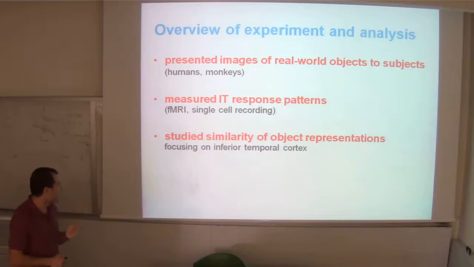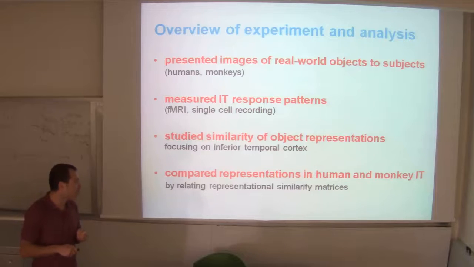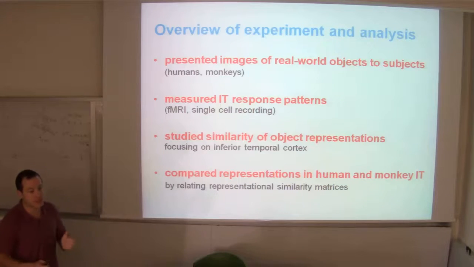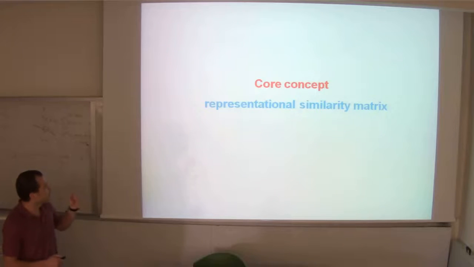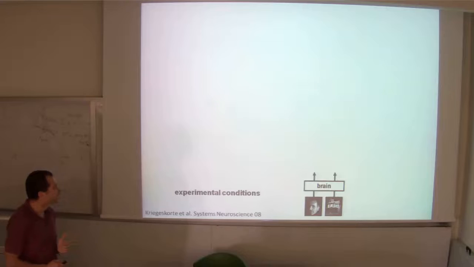Then they studied the similarity of object representation, focusing on the inferior temporal cortex. And this is one of the most important parts, because here they compared the representation of human and monkey IT, and they developed this technique of representational similarity matrices. So let's go to the core concept. What does the similarity matrix mean? Core concept: representational similarity matrix. We will look at something very basic, and then we will go to more complicated images and matrices.